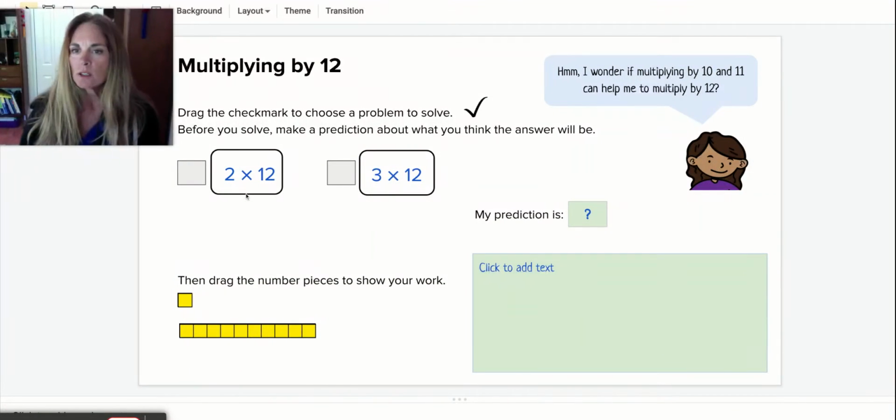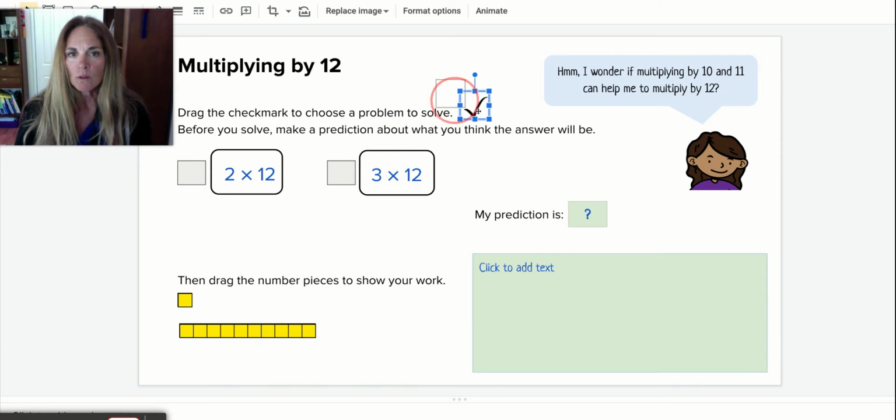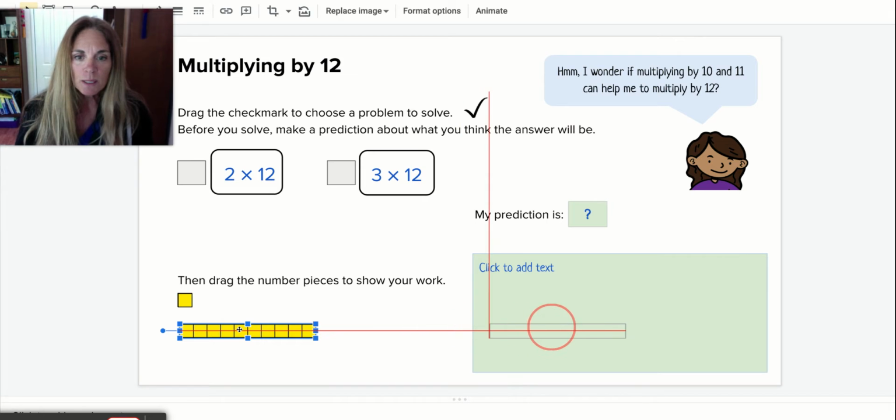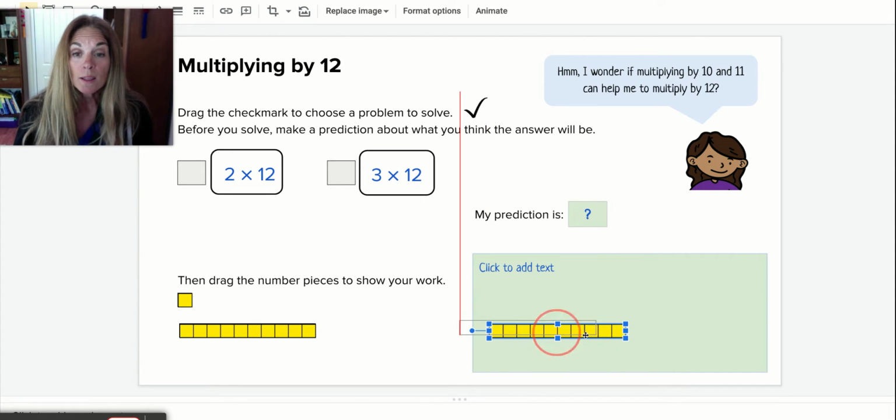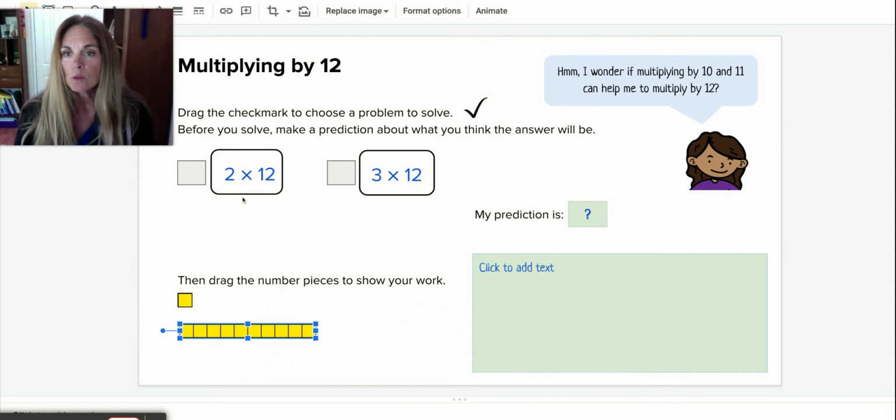On the first slide, you're going to choose which one of these two multiplication problems you want to do. So you're going to drag this over, and then you're going to take a guess. What do you think the answer is going to be? And then you're going to drag these pieces over to show your work. So if you do 12 times 10, 2 times 12, you're going to show 2 times 12 using this 10 and these ones.